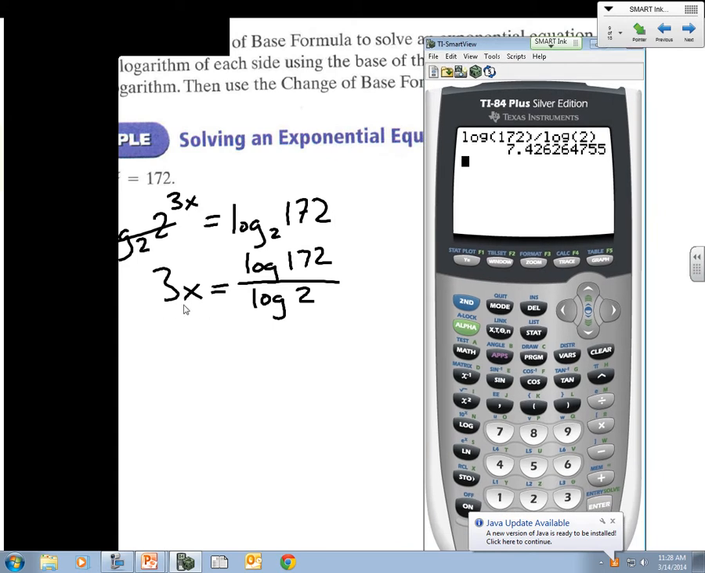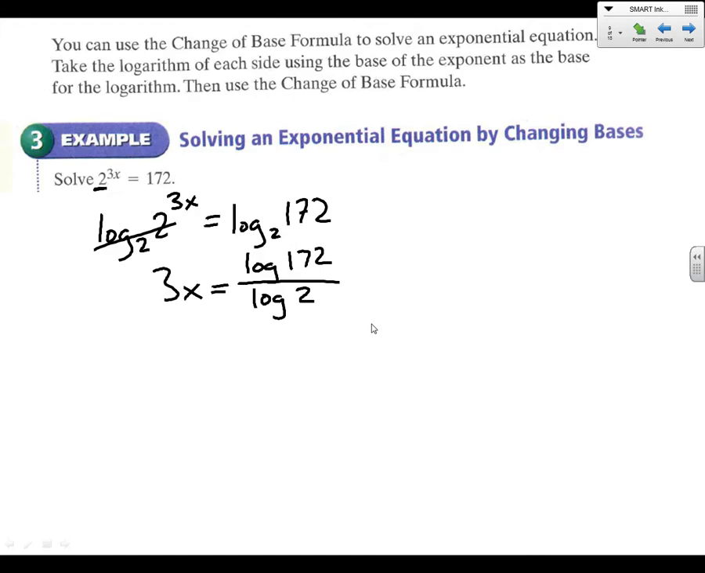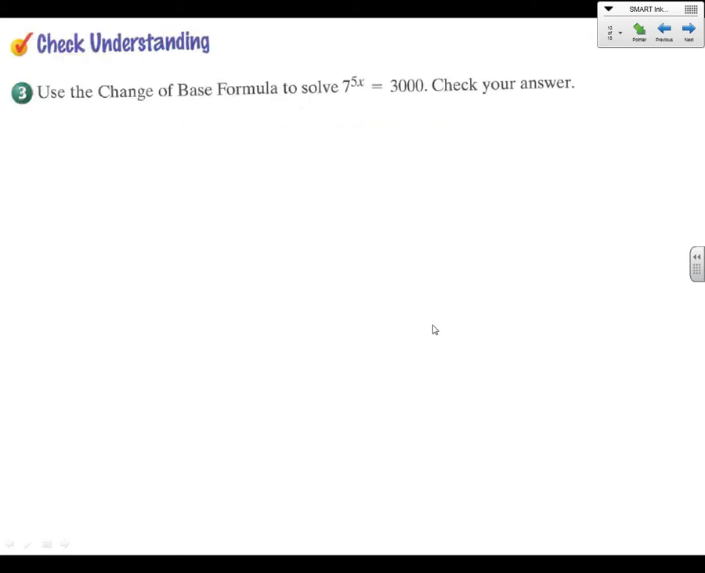So we need to divide both sides by 3 here to get rid of that 3. Divided by 3. And we get 2.48. 2.48 is our answer. X equals 2.48. All right? And our job here is done. Your turn. Understanding check number 3.